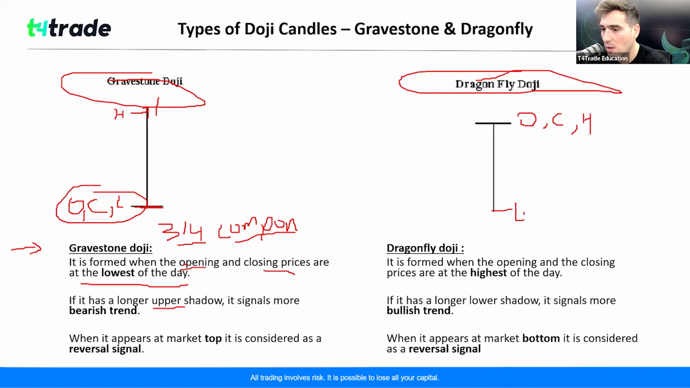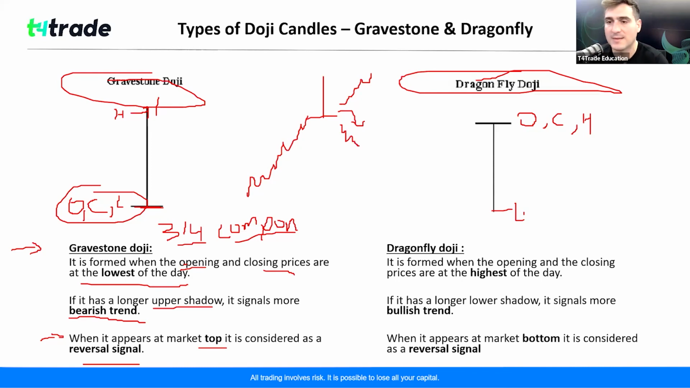If it has a longer upward shadow, it signals more of a bearish trend. So the higher this is, the more bearish it is. And when it appears at a market top, it is considered a reversal signal. So you're going to have an uptrend, and you see this. That is not a good sign for the people that say a continuation of the uptrend towards the upside is imminent. On the contrary, it signals a possible reversal towards lower ground. And it's pretty simple to understand why.